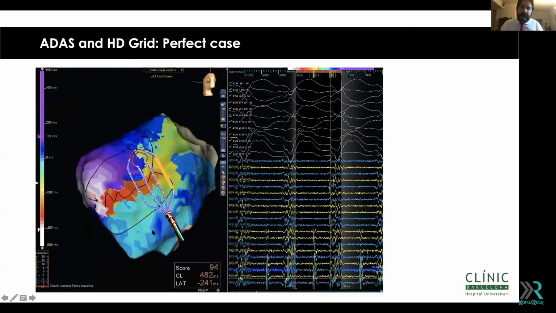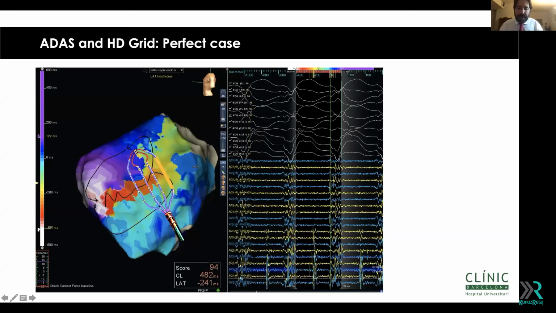Actually, we were able to map the VT. And you could clearly see again that this is a very important thing that HGrid gives you, that at least today any other catheter gives you: the directionality of the VT. So when you are using the HGrid, you have to look not only at the colors of the map, but also at the direction of the VT.